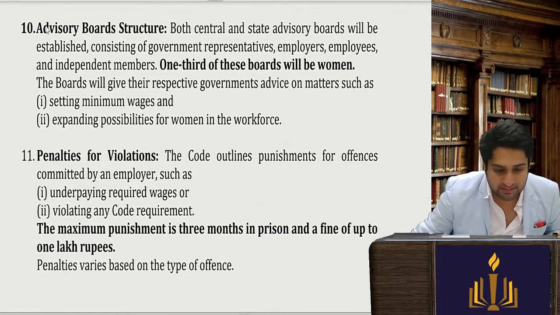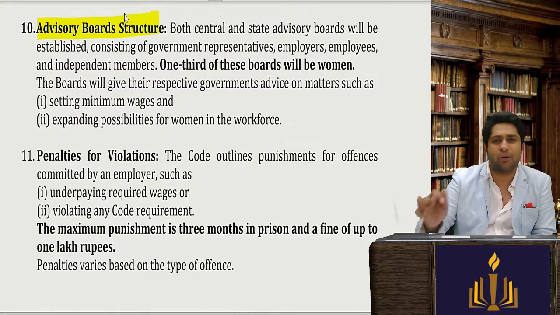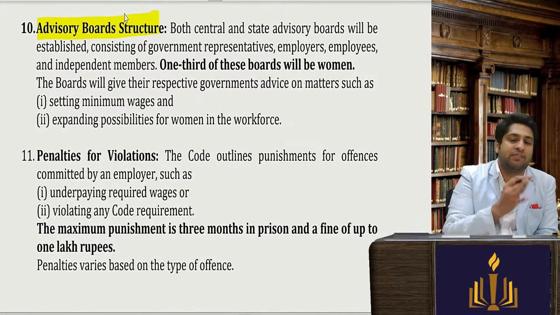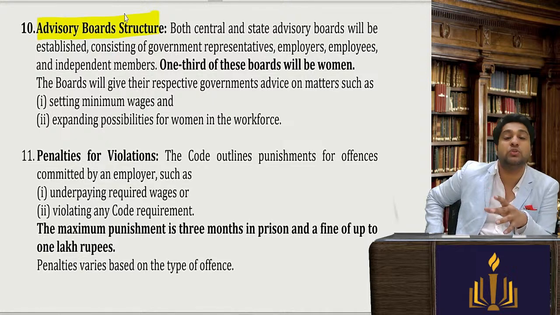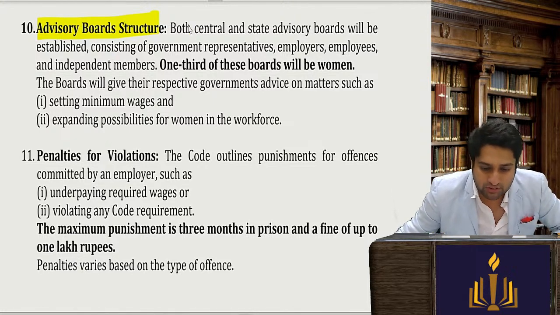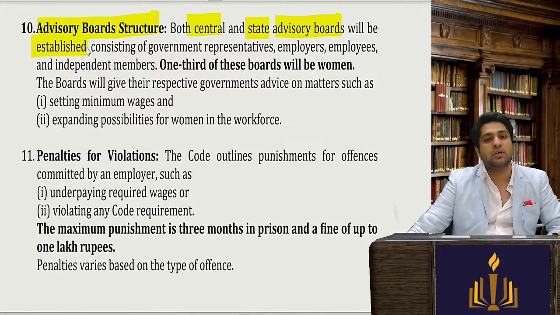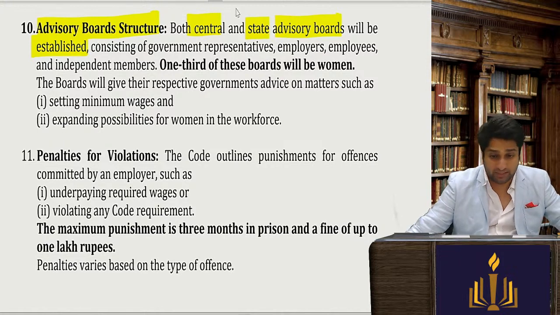Then come advisory boards. What do advisory boards mean? Imagine we made the laws, but 5 years, 7 years, 10 years down the line, the government will require some kind of inputs and advice on what is going on and what changes need to be done. So they have said that both the central and the state advisory boards will be established. These boards will advise the government on what changes have to be done.